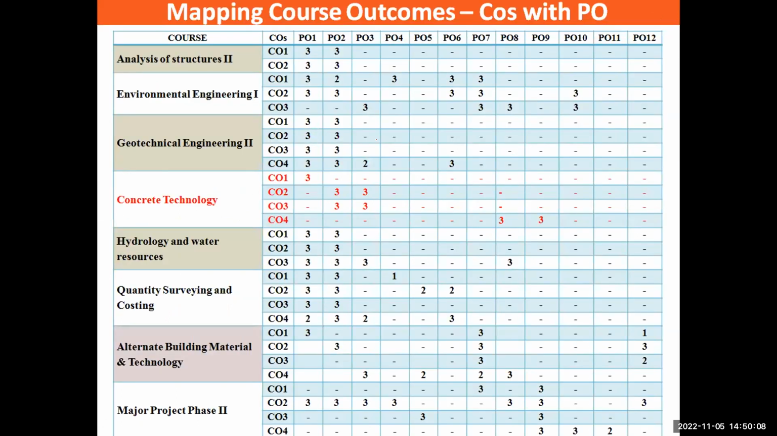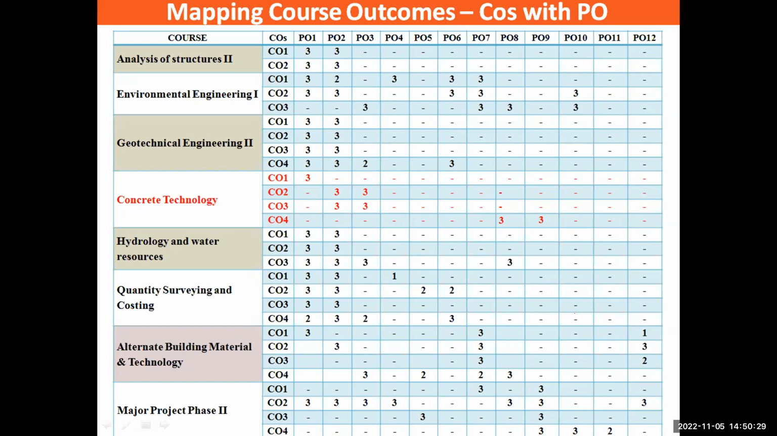Suppose we have this program, any program I'm talking about, and it is an engineering program. You can see that analysis of structures has 2 COs. Maybe it's a 1 credit or 2 credit course, with PO1, 3, 3 and 3, 2 and 1s. So ones are not available here.